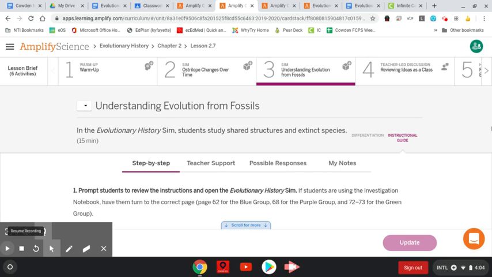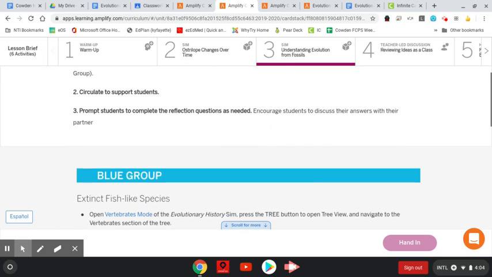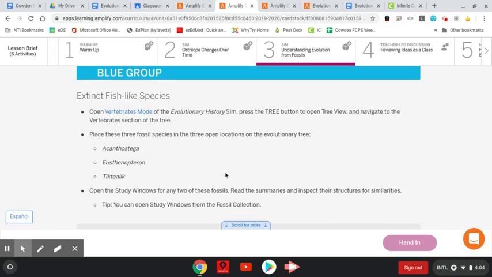So the second part that she wants you to do is Section 3. Section 3 has the simulator. Okay. And what it wants you to do is look at the vertebrates, and specifically these three vertebrates listed right here. I have a picture of those vertebrates in the document that I have shared with you so that you don't look at a bunch of extra ones.